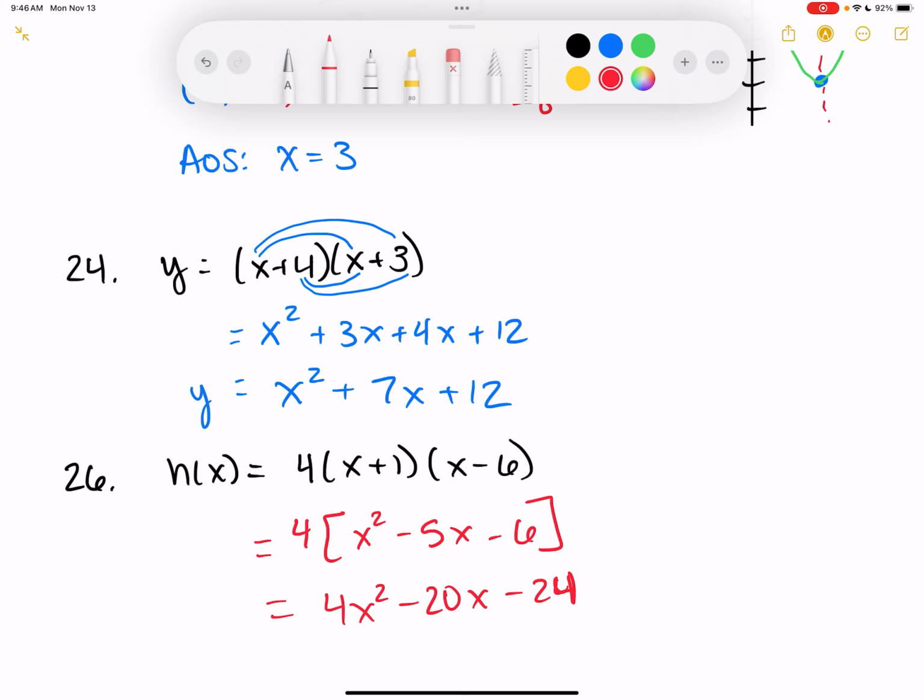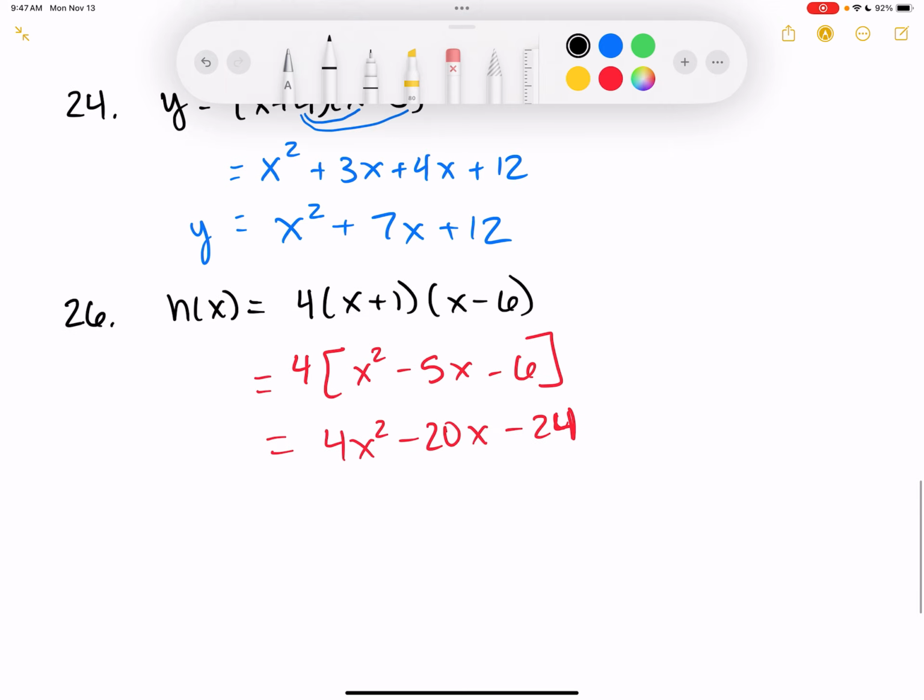All right, one more of these just because it's written a little different. This is going to be written in vertex form. So I just want to make sure that you know how to do one that's written in vertex form to get it in standard form. So g of x is equal to negative, in parentheses, x plus 6 squared plus 10.